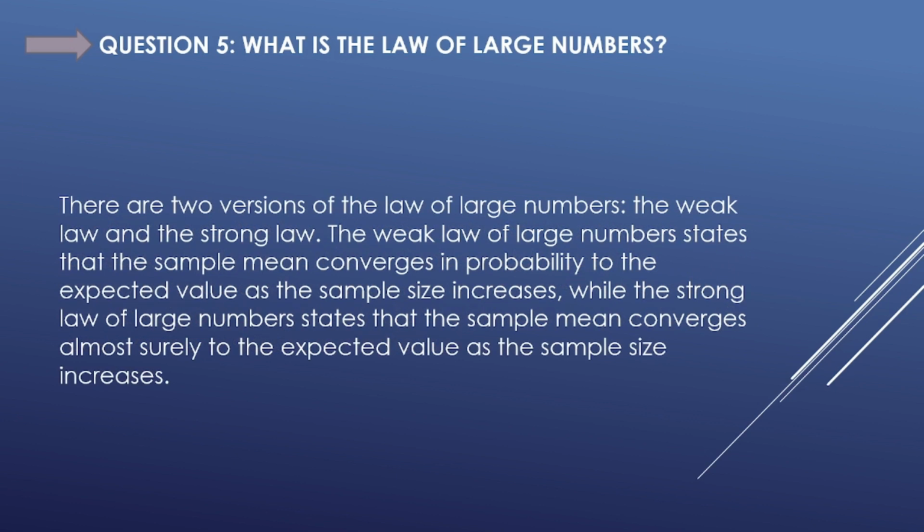There are two versions of the law of large numbers, the weak law and the strong law. The weak law of large numbers states that the sample mean converges in probability to the expected value as the sample size increases, while the strong law of large numbers states that the sample mean converges almost surely to the expected value as the sample size increases.